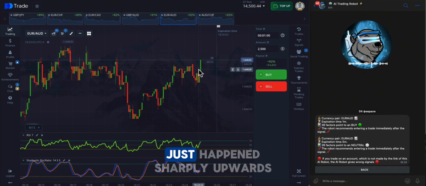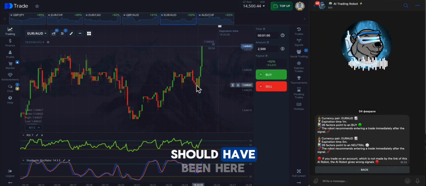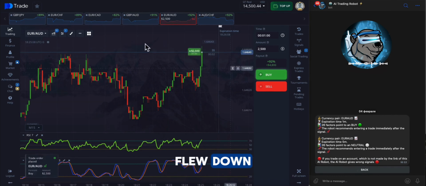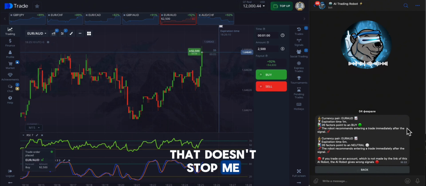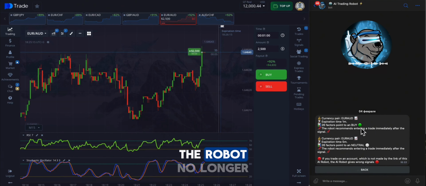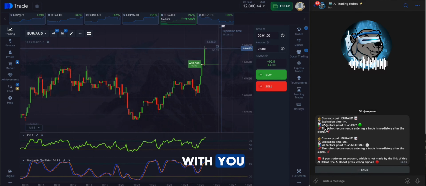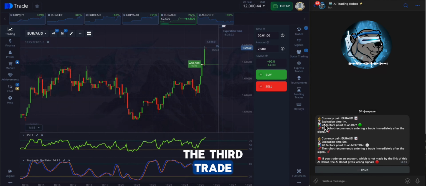You see, the purchase just happened sharply upwards, impulsively. That is, our entry point should have been here, but the price suddenly flew down. That doesn't stop me. I am confident that the price will still go up, because the robot no longer has the right to make a mistake. We made 2 trades with you. The third trade, unfortunately, closed at a loss for us.